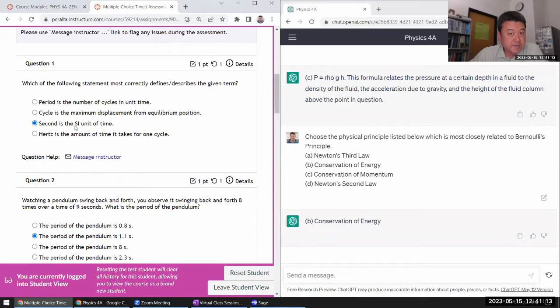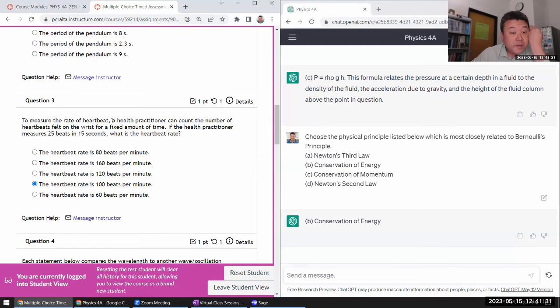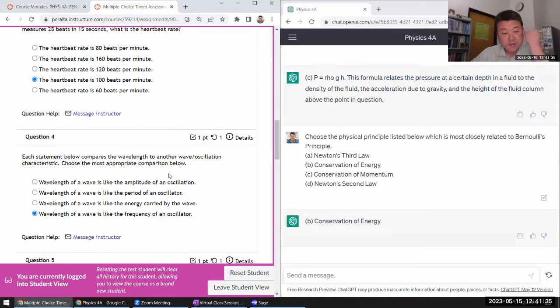So yeah, second is the SI unit of time, so I assume the rest are incorrect. So it got one right. Back and forth, also 8 times over 9 seconds. Oh yeah, that 1.1, that's a little above one, so that sounds right too. Yeah, 4 times that, yeah, got that right.